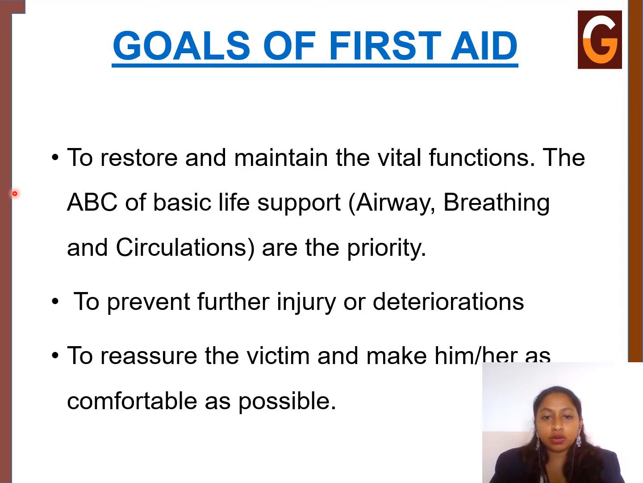Being a first aider, a healthcare professional, or a doctor, these three people try to check for these first ABC, airway, breathing, and circulation, in any patient or victim at first.